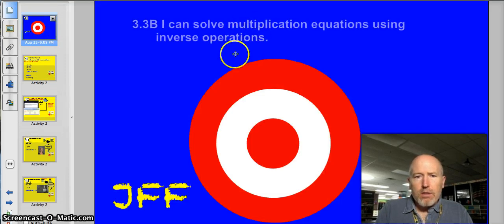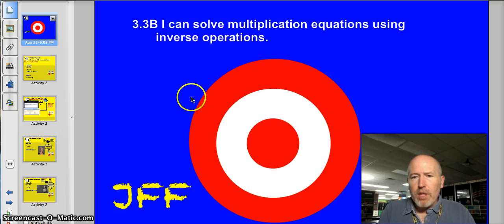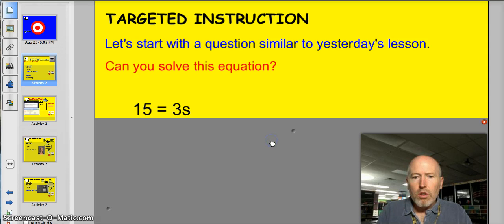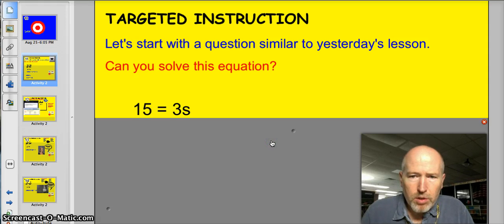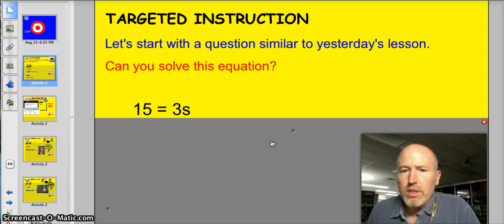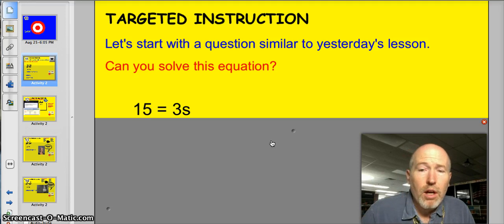Officially, the target is 3.3b. I can solve multiplication equations using inverse operations. Let's do it. All right, let's start with a question similar to yesterday's lesson. See if you can solve this equation before I even teach you how. Go for it.